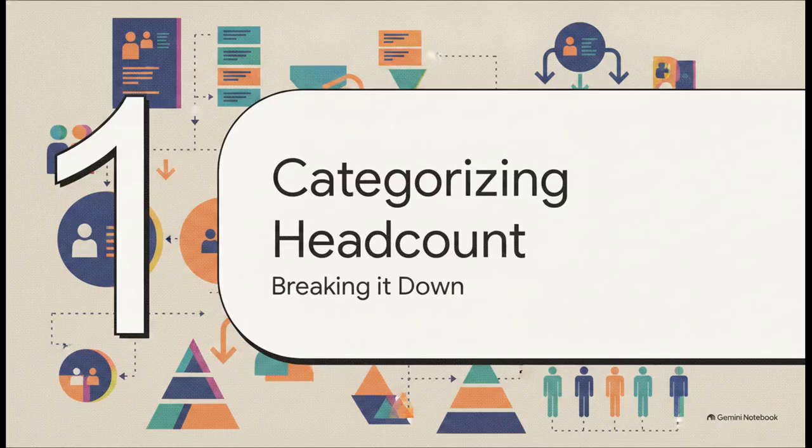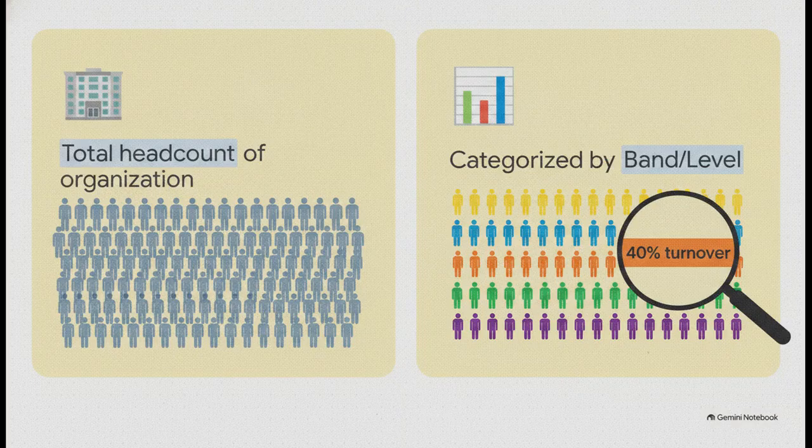Section 1, categorizing headcount, breaking down the organization. So to solve this organizational mystery, we absolutely cannot just look at the massive singular whole. I mean, a 10% turnover rate company-wide might sound totally manageable. It might even keep the board happy. But when we shift our view and categorize that headcount by band and level, a completely different story emerges. We might discover that while total turnover is 10%, the turnover for our mid-level engineers is actually hitting 40%. Suddenly, that manageable number is a full-blown operational crisis.